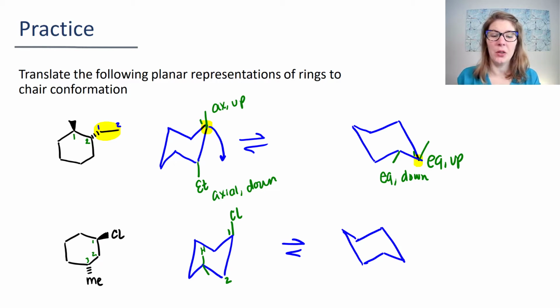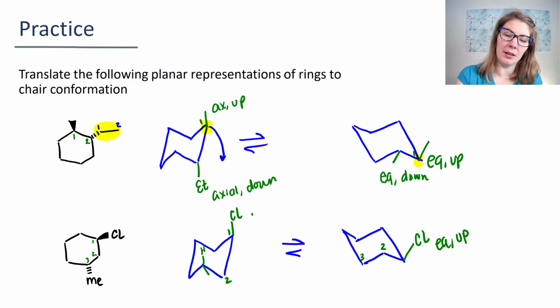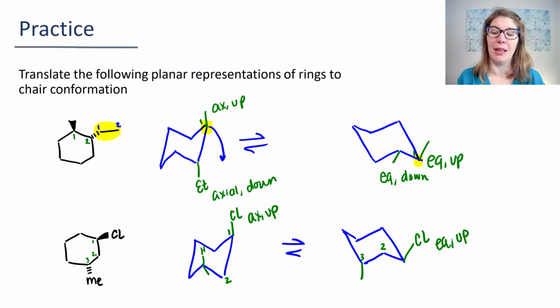Then we go through and we end up flipping the ring. Remember that this becomes carbon number 1, this is 2, this is 3. So your chlorine was up to begin with and in the axial position. Now when we go through the ring flip, it's still going to be up, but it's going to be in the equatorial position. So now your chlorine will be here, equatorial, up. Here it was axial, up. Then at the third position, you had an equatorial that was pointing slightly down, and at this position, axial is pointing slightly down. So you have your methyl there.